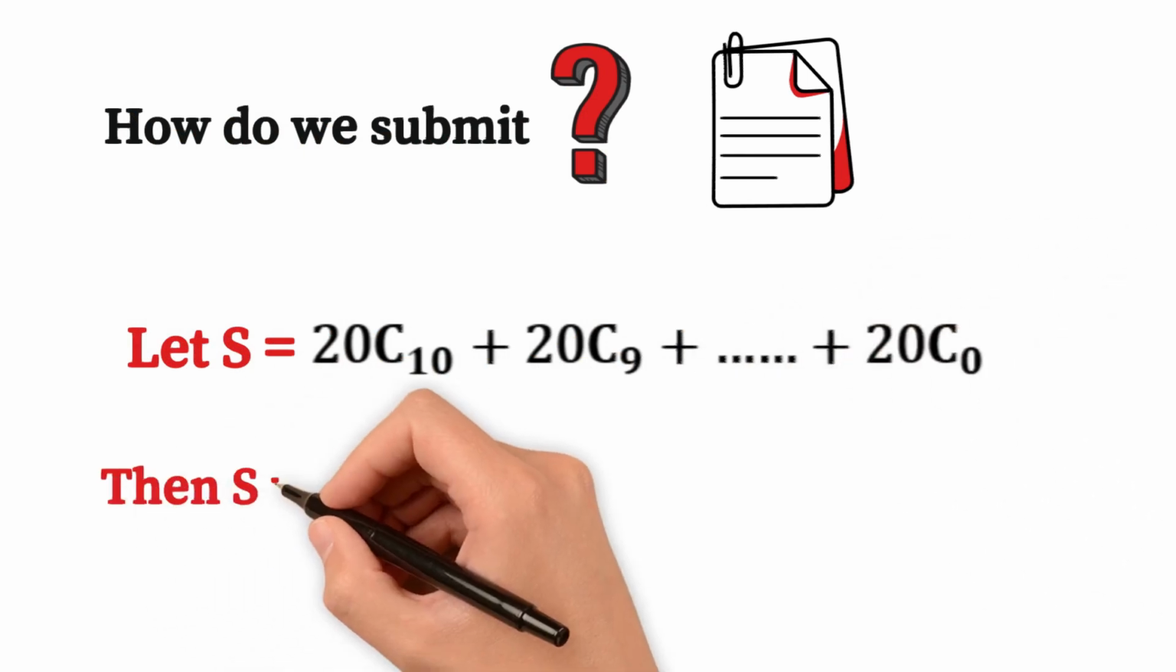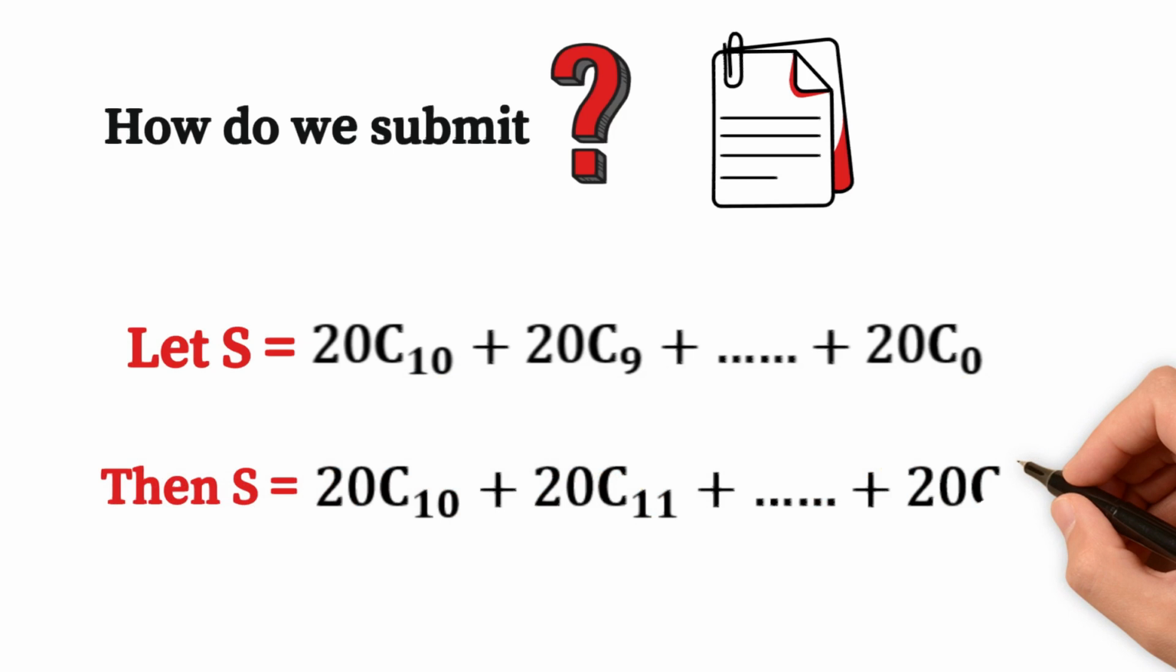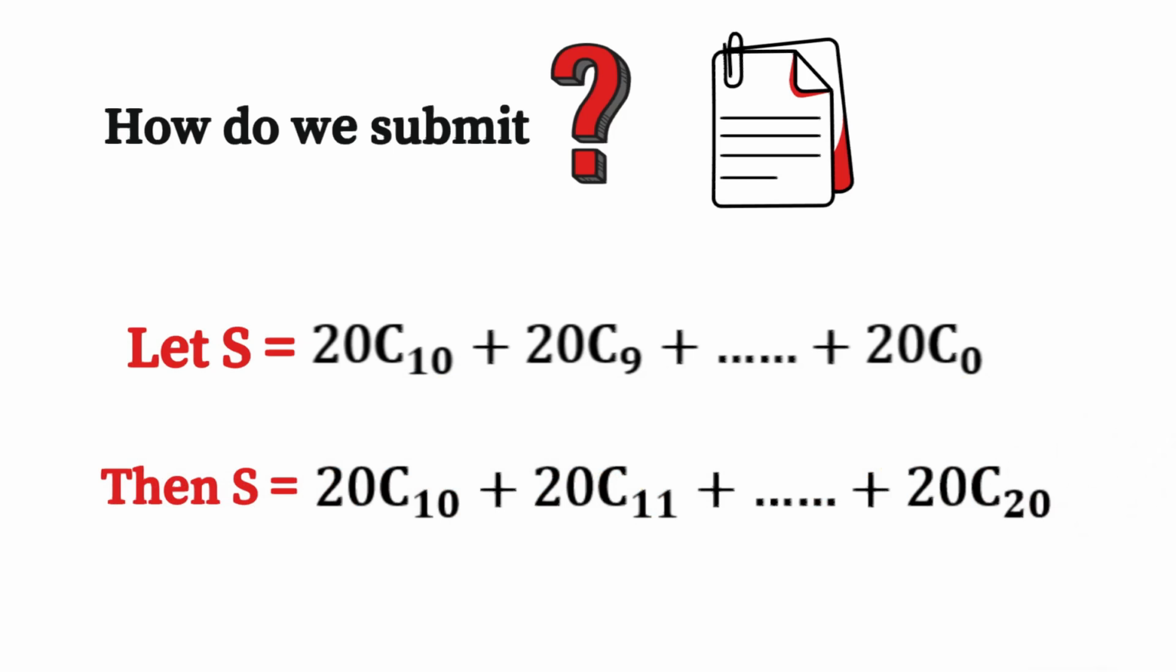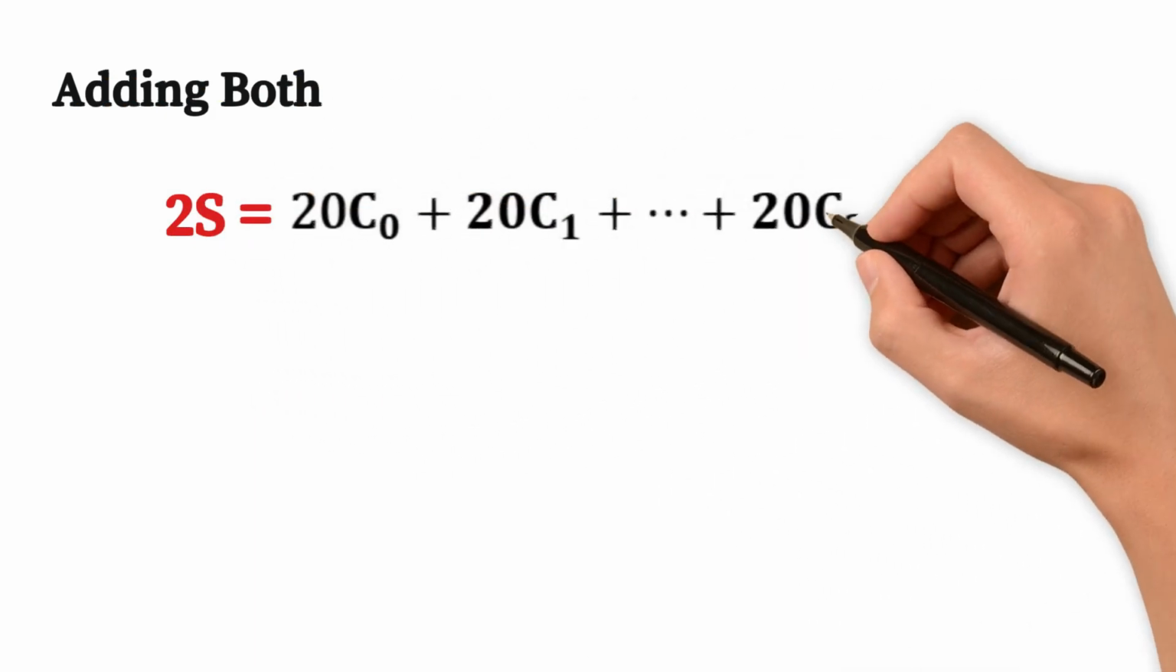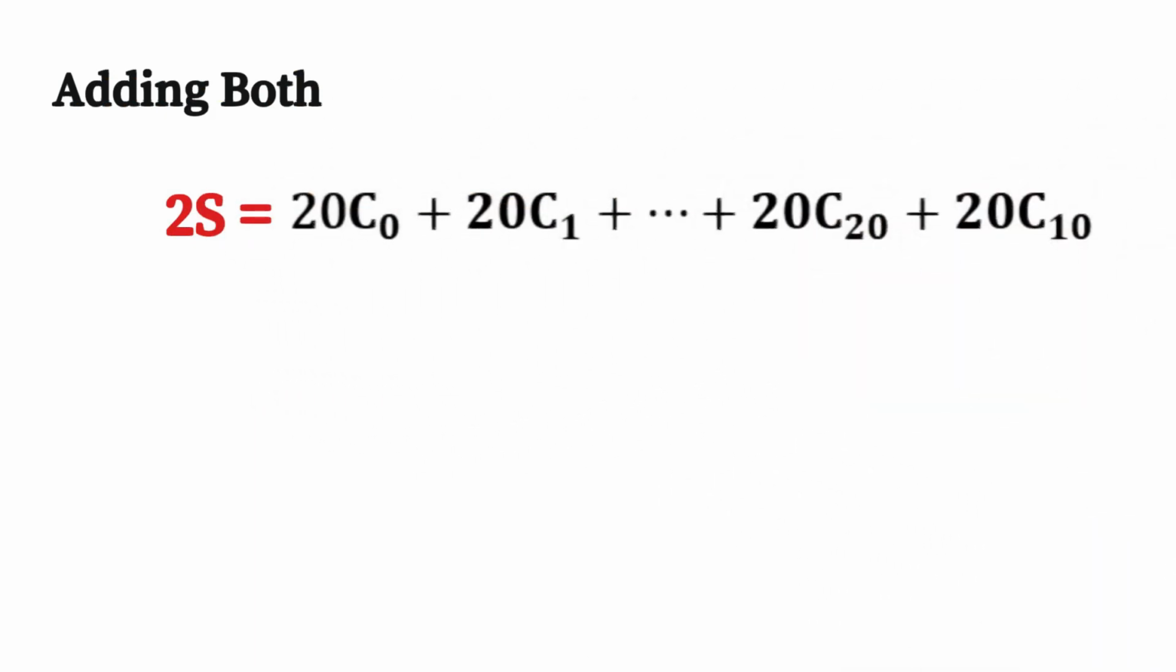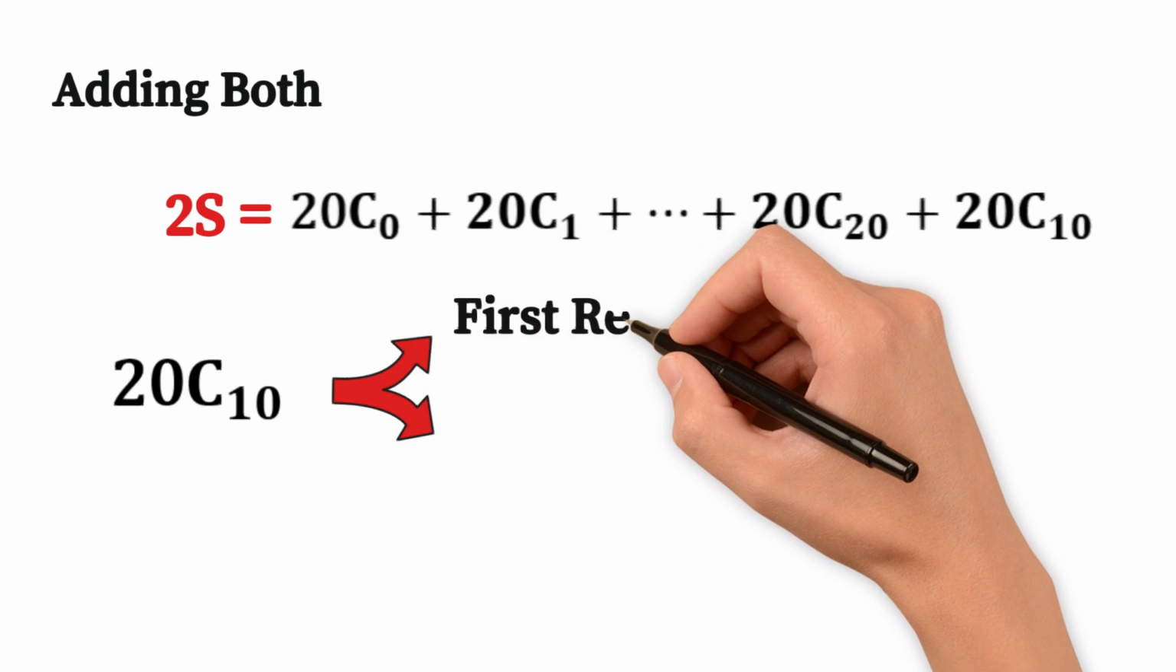S is also equal to 20C10 plus 20C11 and so on. We know nCr is nC(n minus r). You can write 20C9 as 20C11, and so on, and 20C0 can be written as 20C20. Add both the equations. We get 2S is equal to 20C0 plus 20C1, and so on, up to 20C20, with one extra 20C10. 20C10 is present in the first relation as well as the second relation.